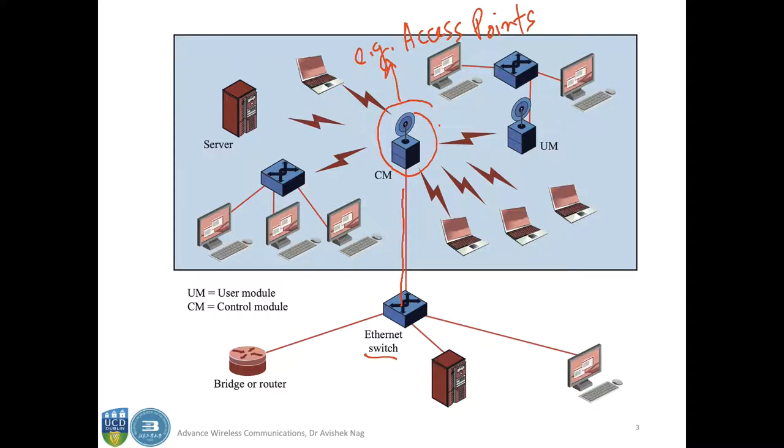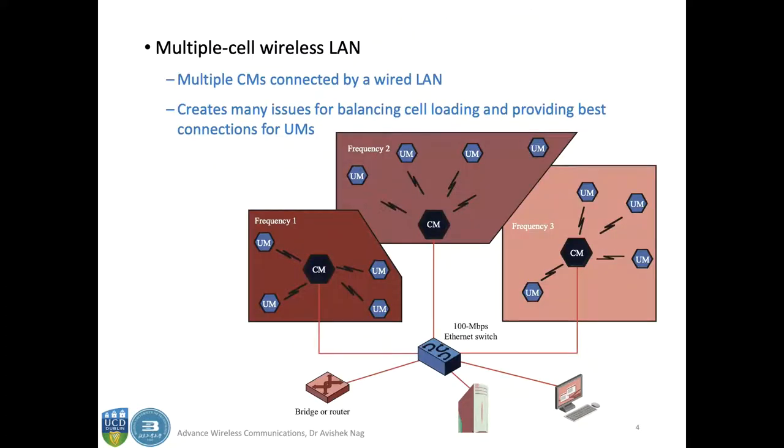We can also have a multiple cell wireless LAN where you have multiple control modules, each operating at different frequencies. So frequency 1, 2 and then 3, and they are connecting the user modules in their area of operation. This is an example of multiple cell wireless LAN, similar to the concept of cellular telephone. We will study cellular networks later in this module, where you will see that a big geographical area is divided into multiple cells, each operating in a different set of frequencies. Similarly, in a wireless LAN you can have multiple cells with different control modules serving different regions like this.